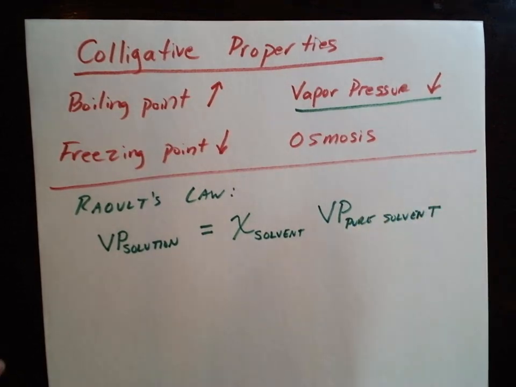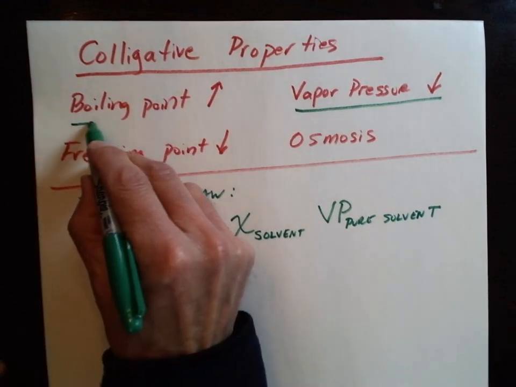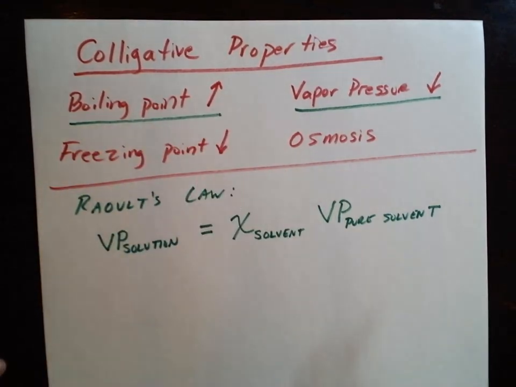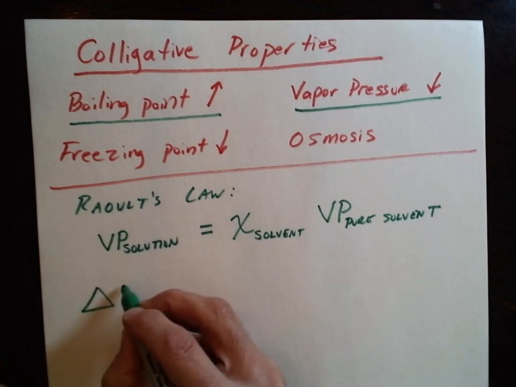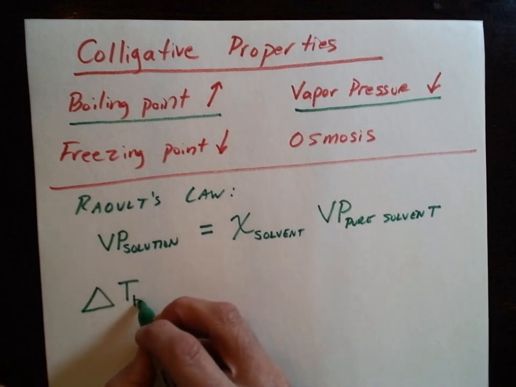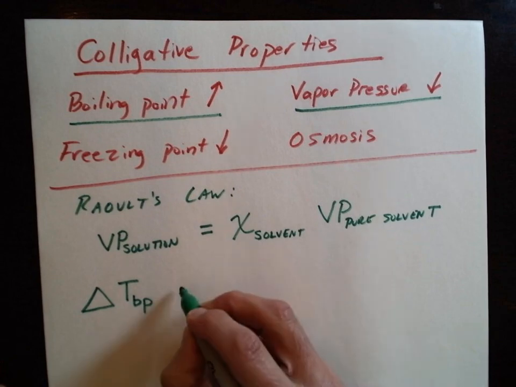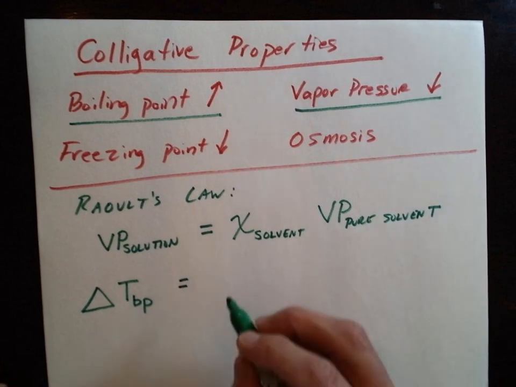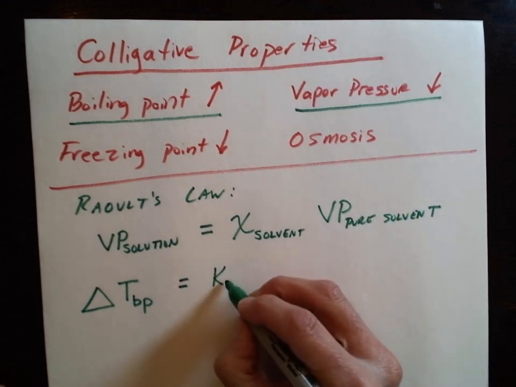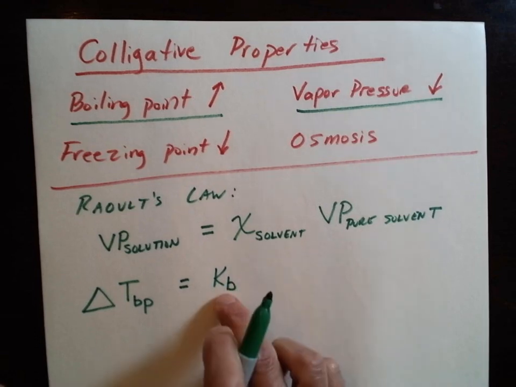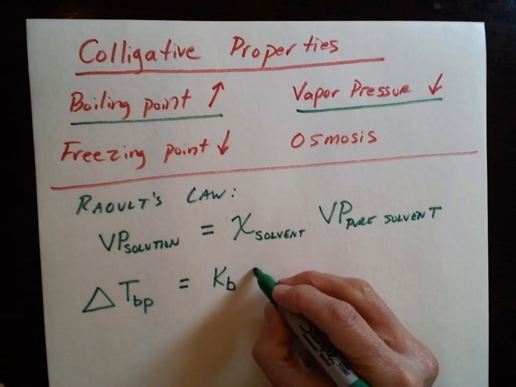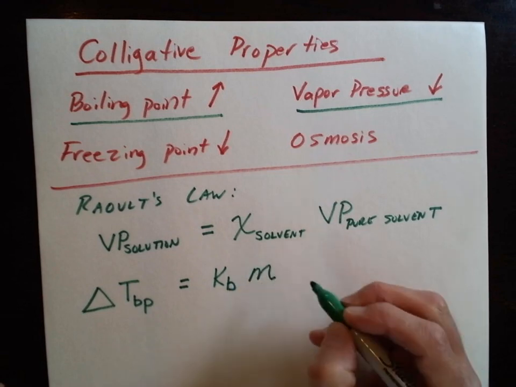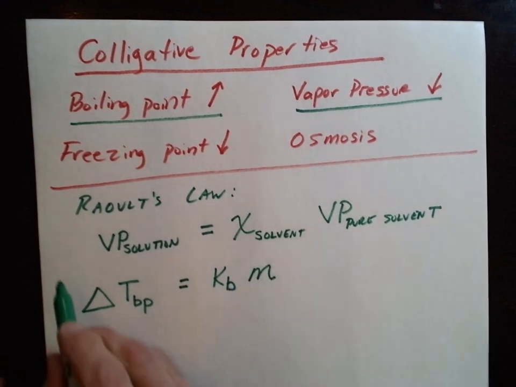The second thing we'll look at is boiling point elevation. With boiling point elevation, we see that the change in temperature of the boiling point is going to be equal to something known as the boiling point elevation constant, which is specific for a particular liquid, times the molality of the solute in the solution.